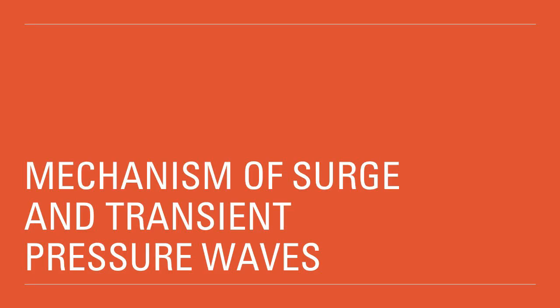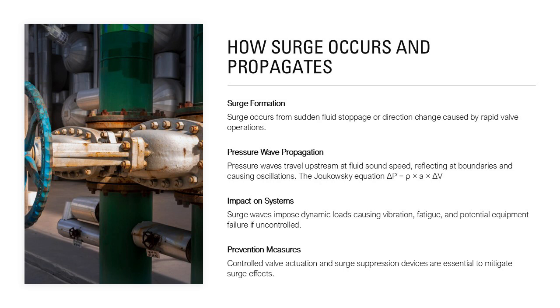How surge occurs and propagates, mechanism of surge and transient pressure waves. Surge occurs when a moving fluid is forced to stop or change direction suddenly, typically due to rapid valve closure or opening. When a valve closes quickly, the kinetic energy of the fluid converts into a pressure wave that travels upstream at the speed of sound in the fluid.